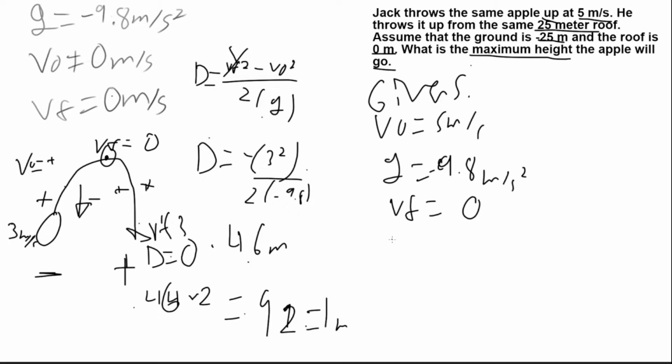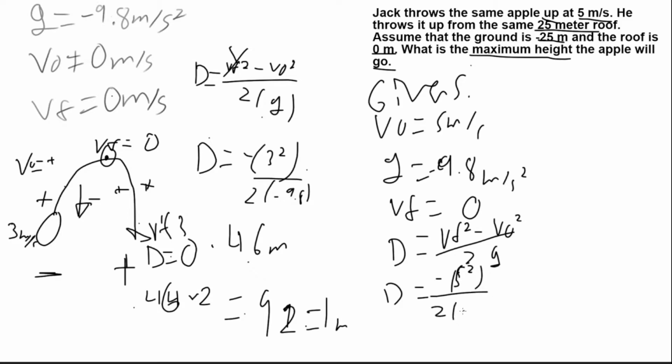And we can just use the same exact problem that we just used. D equals V final squared minus V naught squared over 2G. And we can just plug this in. So D equals negative 5 squared, in parentheses, over 2 times negative 9.8. There we go. That's exactly what it is. So we can solve that really quick in our calculators. That would be negative 25, doing some simple math, and then divided by negative 19.6. These negatives will cancel each other out, so it doesn't really matter. You could just do positive if you wanted to. But that would equal 1.28 meters.